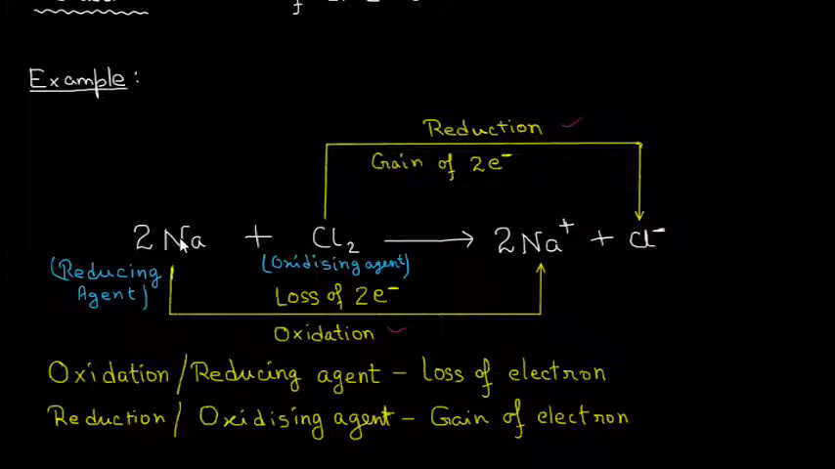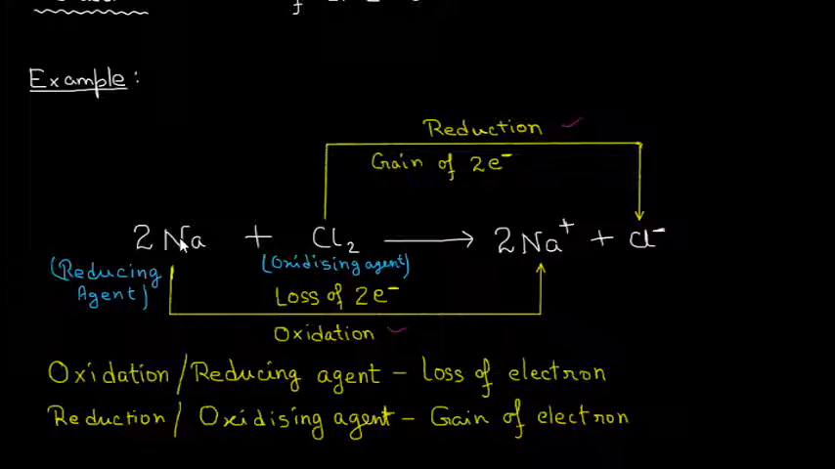So it is a reducing agent. In sodium, there is a loss of electron, so it is a reducing agent. And in chlorine, there is a gain of electron, so it is an oxidizing agent. Always remember: oxidation happens in the reducing agent and reduction happens in the oxidizing agent.